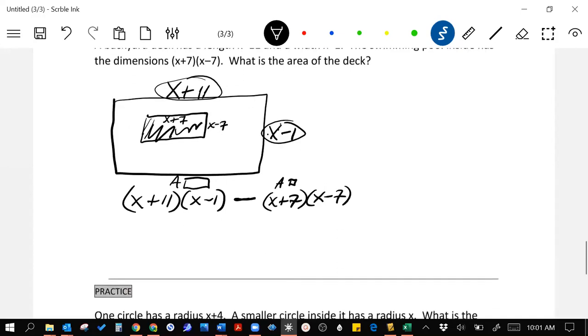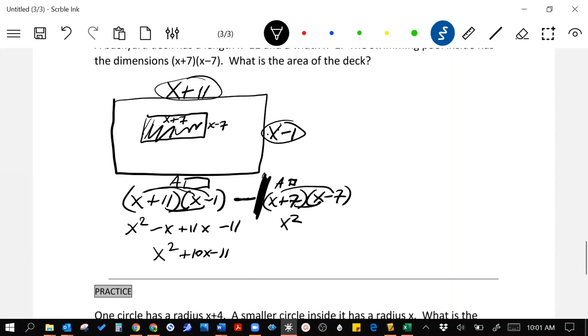So here, now, I'm going to be doing x times x is x squared minus x plus 11x minus 11. So let's check these. X times x is x squared minus x plus 11x. That looks good. So I have an x squared plus 10x minus 11. Over here, not worrying about that subtracting yet. Okay, so I'm just going to do this part here. X times x is x squared. And then I have minus 7x and plus 7x. They cancel out. And then minus 49.